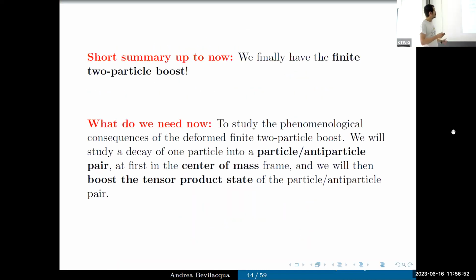So perfect. Now we have the finite two-particle boost. So what do we do? We use it to study basically the consequence of a finite boost on a two-particle system. So we will study the decay of one particle into a particle pair, at first in the center of mass frame, and then we will boost the tensor product state and see what happens.